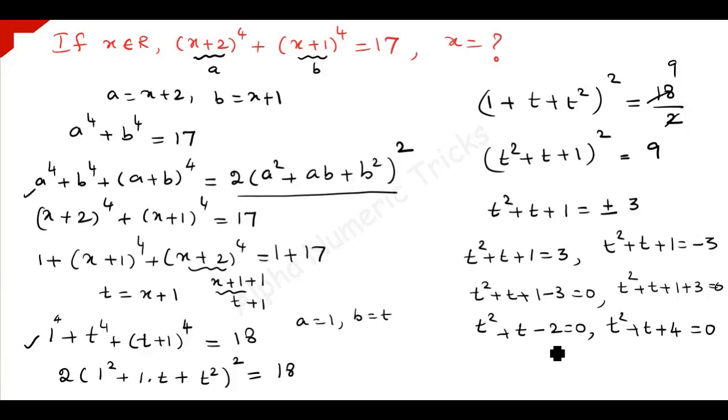So we have to find the real solutions from these two equations. The equations are t^2 + t - 2 is equal to 0, and t^2 + t + 4 is equal to 0.